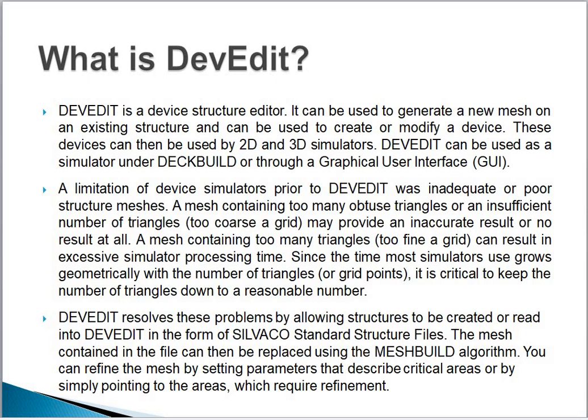DevEdit resolves these problems by allowing structures to be created or read into DevEdit in the form of Silvaco standard structure files. The mesh contained in the file can then be replaced using the mesh build algorithm. You can refine the mesh by setting parameters that describe critical areas or by simply pointing to the area where fine mesh is required. Before DevEdit, we could not remesh a device structure between process simulation and device test simulations.